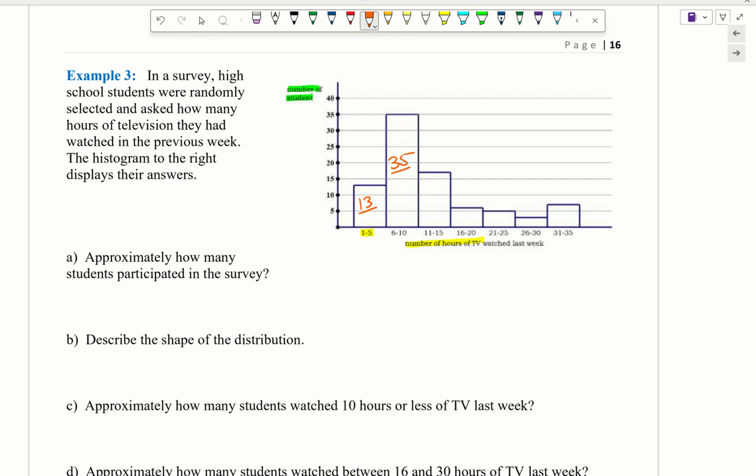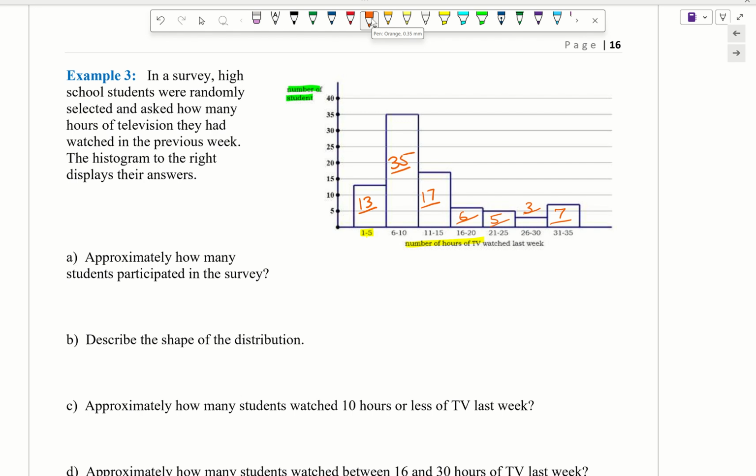11 through 15, there's going to be 17 students. 16 to 20 is a little above 5, so we got 6 students. 21 to 25 is right at 5 students. 26 to 30, that's going to be right at 3 students. And then 31 to 35, that's going to be 7 students. So you get an idea of what the heights are just to make it easier to answer the questions.